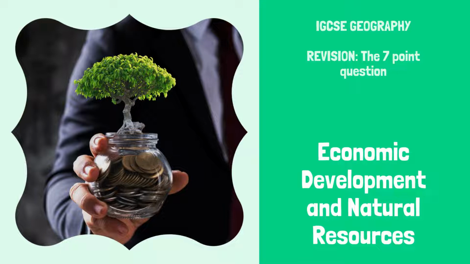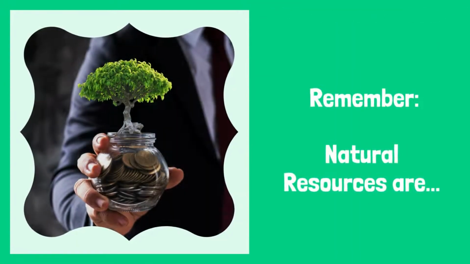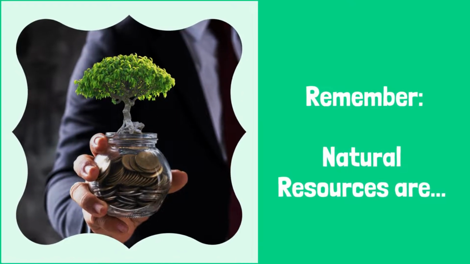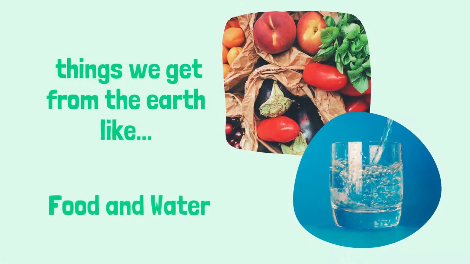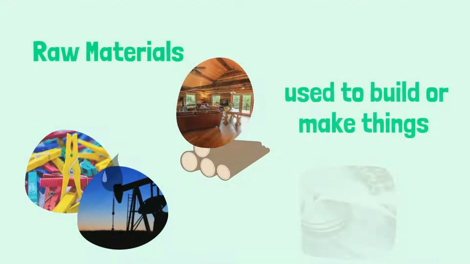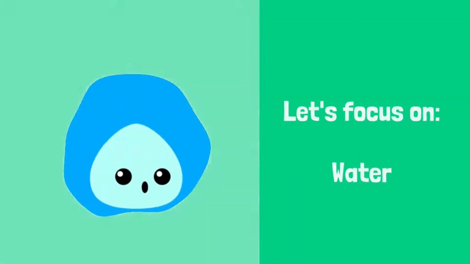Today we are looking at the 7-point question, but first, let's review some of the main points we covered. Remember, natural resources are anything we can take from nature. Things like fruit, vegetables, crude oil, gas, coal, minerals, precious stones, and metals. And of course, water.